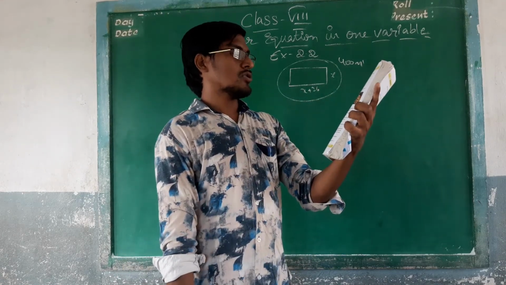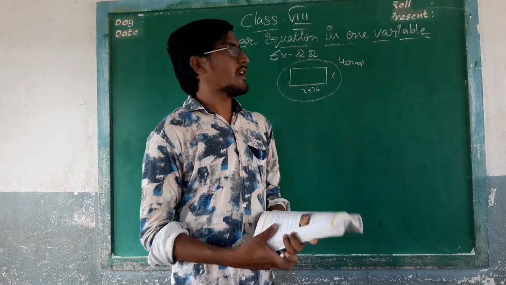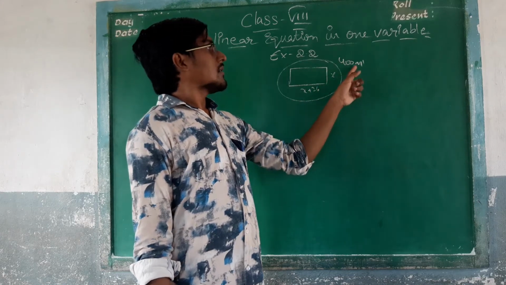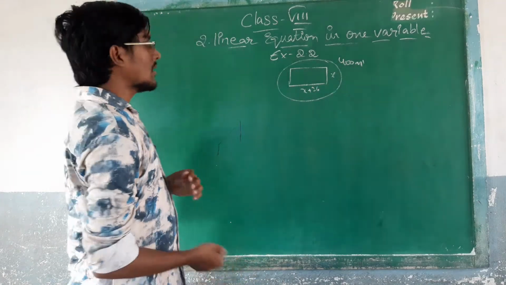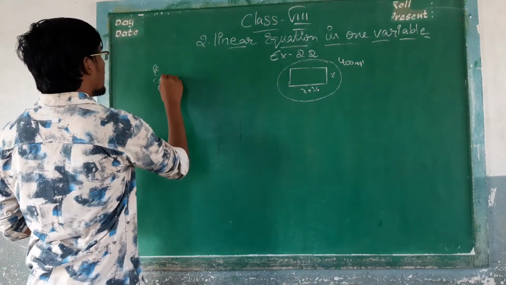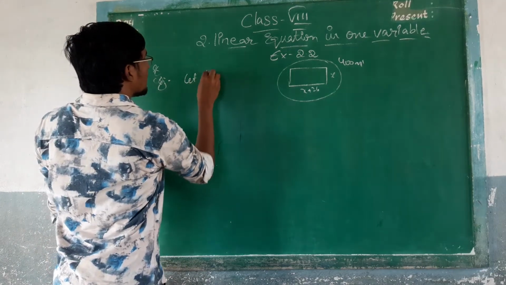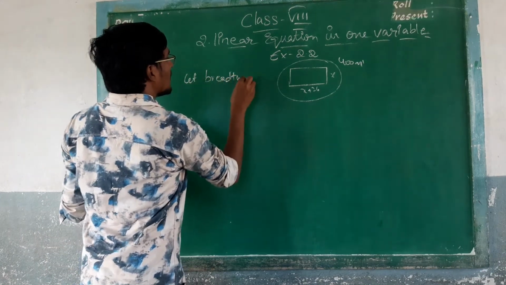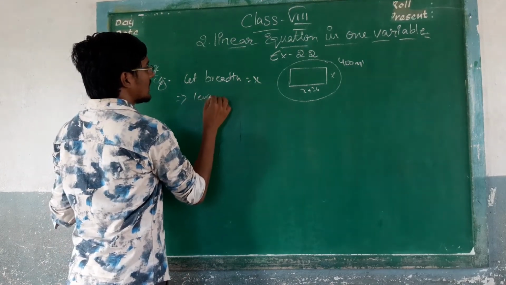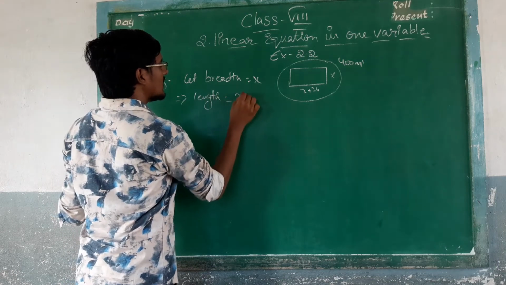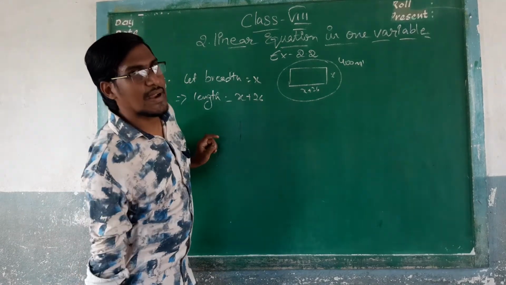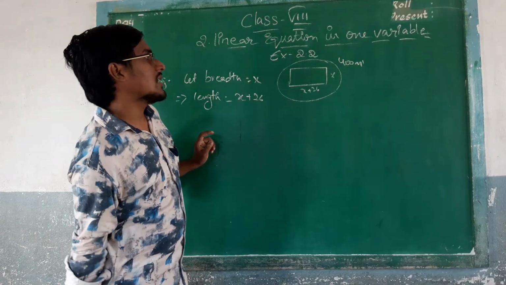So calculate the length and breadth of the field. We have to calculate the length and breadth. We are given the total meters equal to 400 meters. So first of all, let the breadth equal to x. That implies length equal to x plus 26. Why? Because the length is 26 meters more than the breadth.